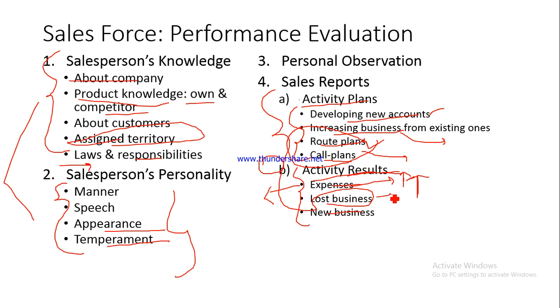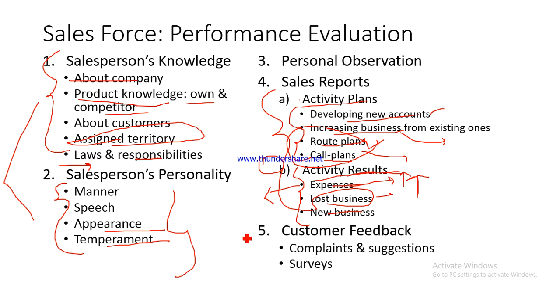So how many customers have they been able to retain, and how many of these customers have stopped purchasing from these salespersons, and how many new customers have these salespersons acquired? So these could be another criteria to assess the performance of a salesperson.